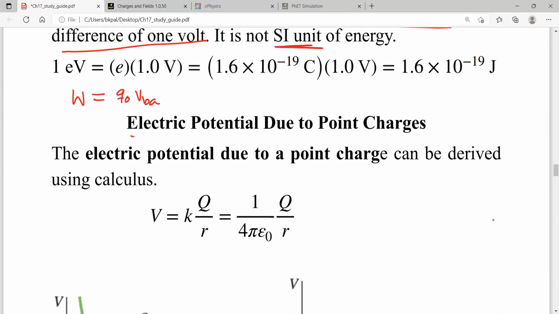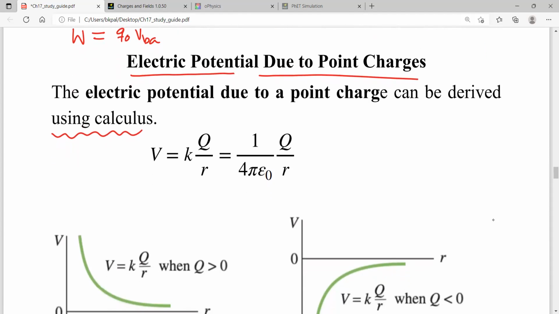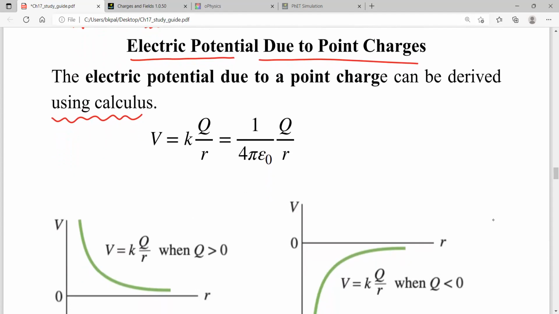Now let me talk about electric potential due to a point charge. To derive this equation, we need to use calculus. Because many of you don't know calculus or have little knowledge about calculus, I'm not going to derive it, but I'm giving you the final equation.